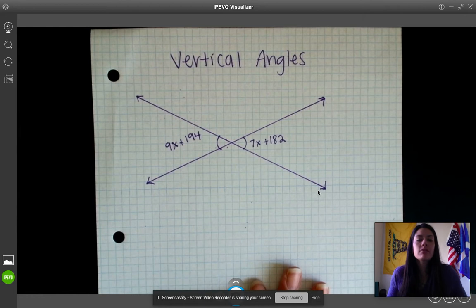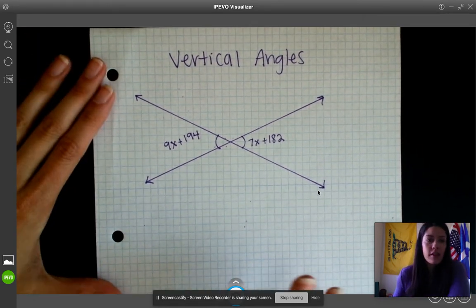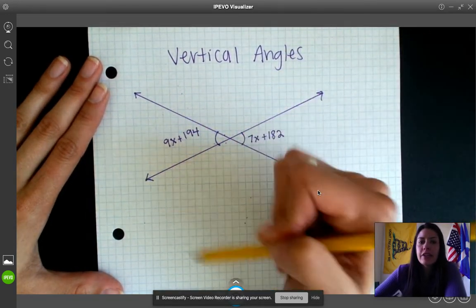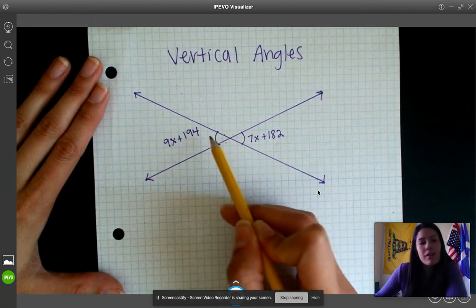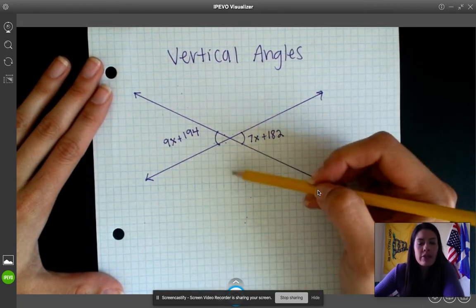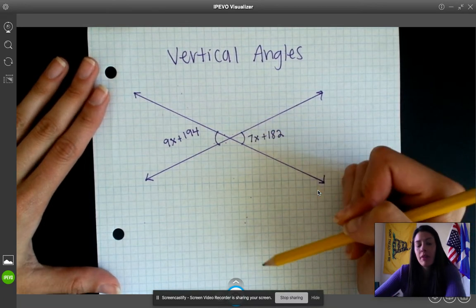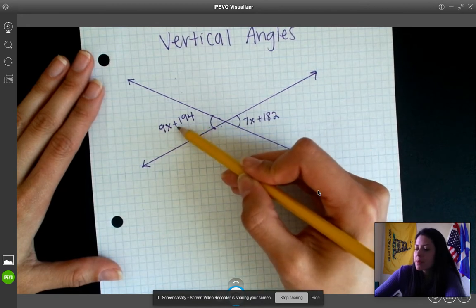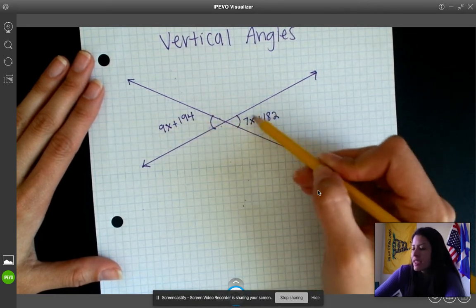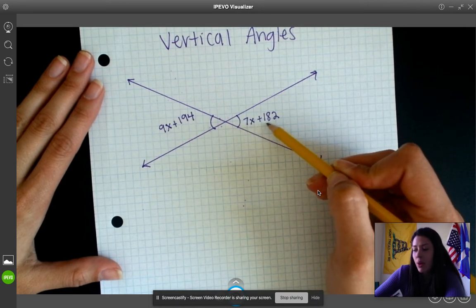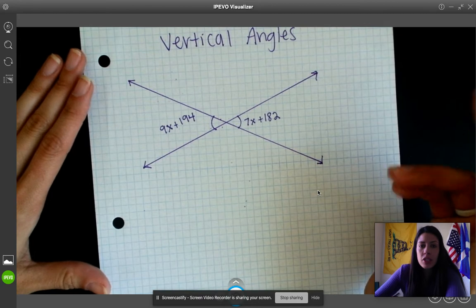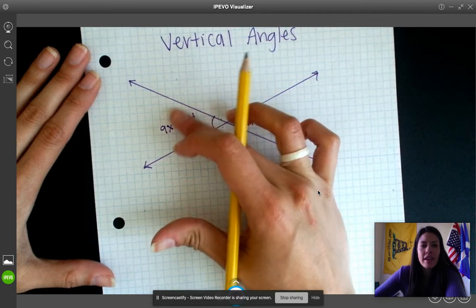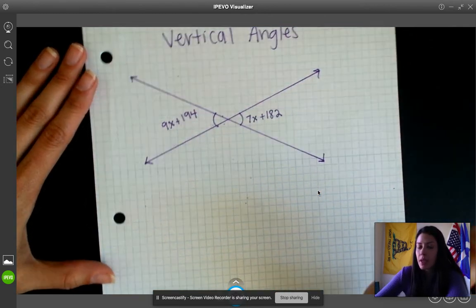All right, vertical angles. Remember from our video lessons on Khan Academy, vertical angles, okay, are when two straight lines intersect. My vertical angles are the opposite angles. And what do I know about those opposite angles? That they are going to be the same angle measure, okay? So if this angle over here is 9x plus 194, this angle over here is 7x plus 182. If I'm going to find what this angle measure is and what this angle measurement is, I'm going to set them equal to each other.